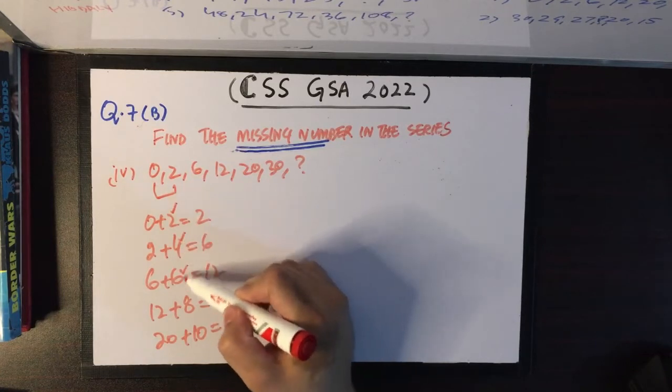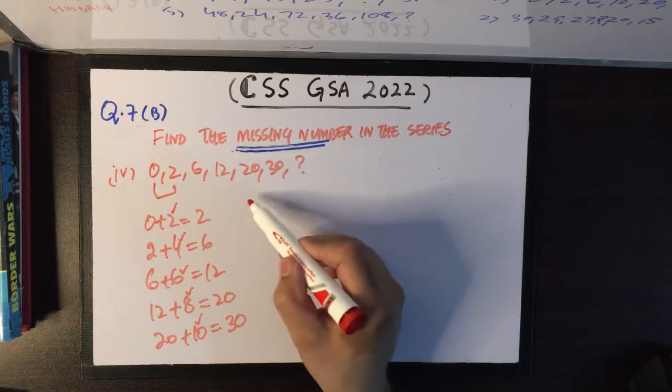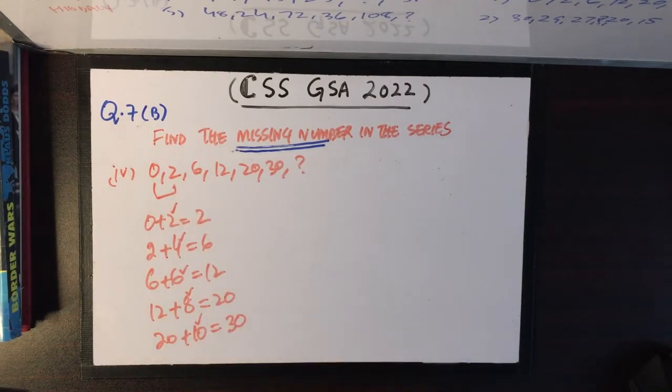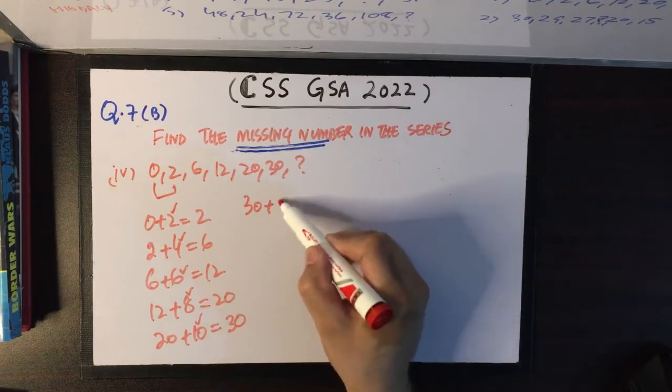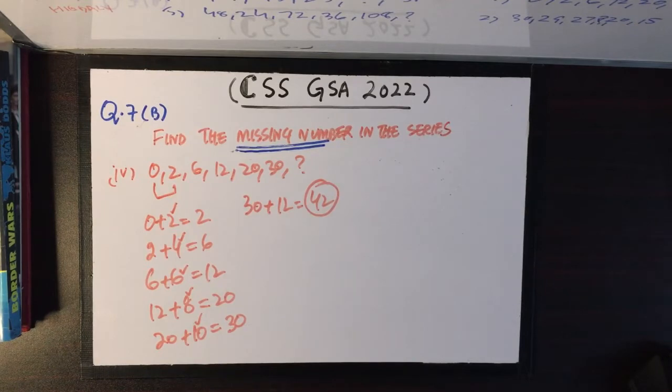2, 4, 6, 8, 10. The number that would follow 10 is 12 because it is a series or a set of even numbers. So 30 plus 12 is equal to 42. That's our answer.